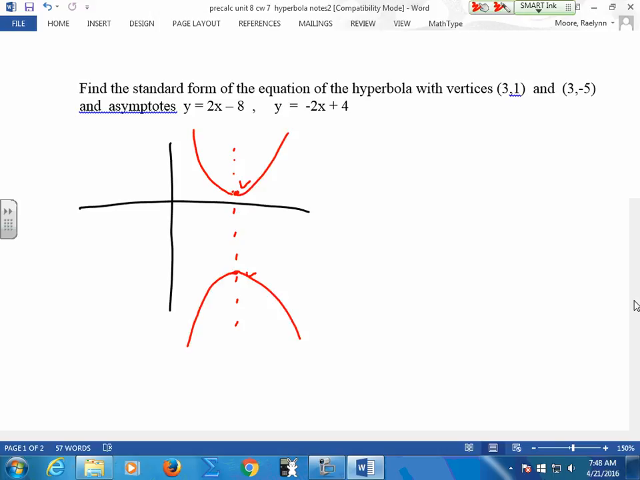So can we find the center? And what's the x? 3. Good. 3, -2. So who comes first, the x or the y? The y. So it's y minus, or plus 2. Plus 2, because it would be minus a -2. Minus x. Well, minus 3.